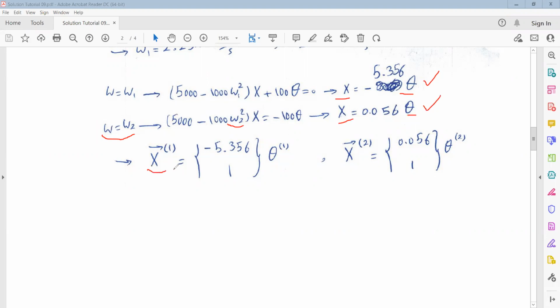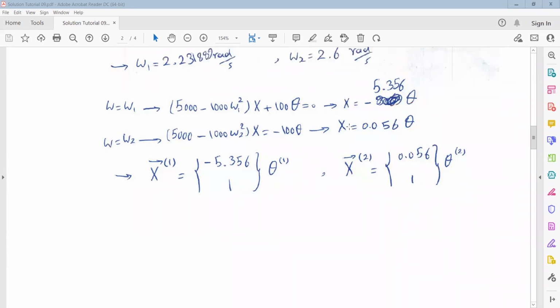So for the first mode shape, instead of x we substitute minus 5.35 multiplied by theta, and instead of theta we have 1. And for the second mode shape, instead of x we substitute 0.056, as you can see, for x, and theta is again equal to 1. So this is the first and second mode shape and the natural frequencies of the system.